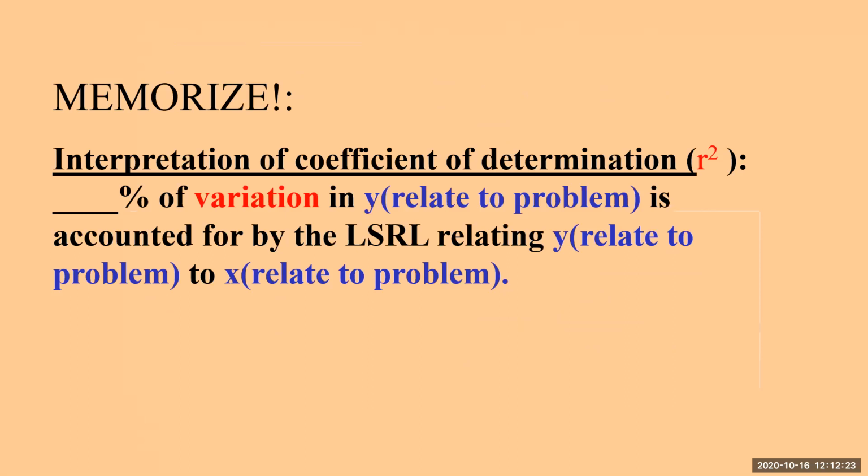So you need to memorize this. If a problem asks you to interpret the coefficient of determination, this is how you answer. You find the number as a percent, so something percent of variation in whatever your Y is related to the problem, like knee surgery in the past one, is accounted for by the least squares regression line relating your Y variable and your X variable. In the last one, we related it to age and knee range of movement. So memorize it, make a flashcard.